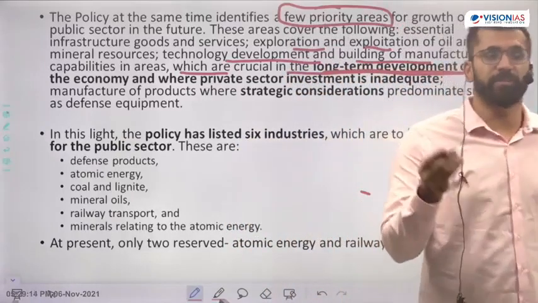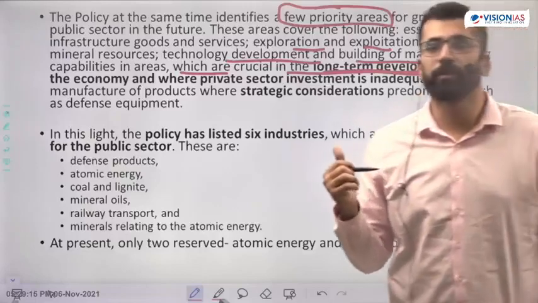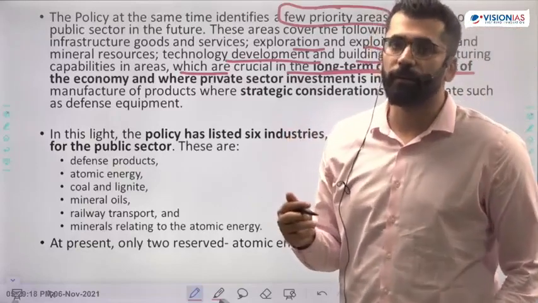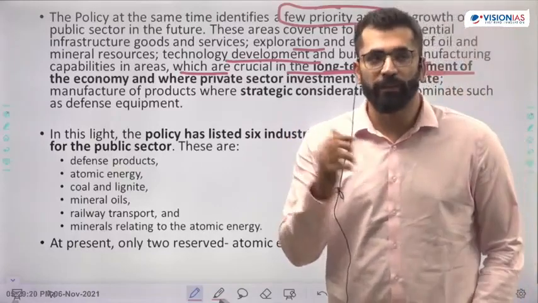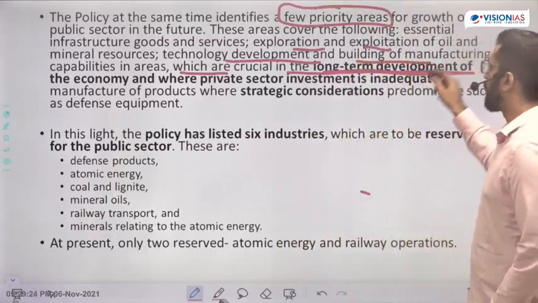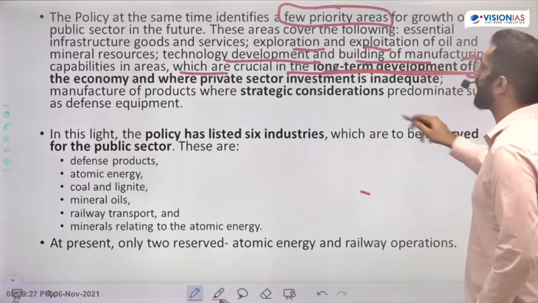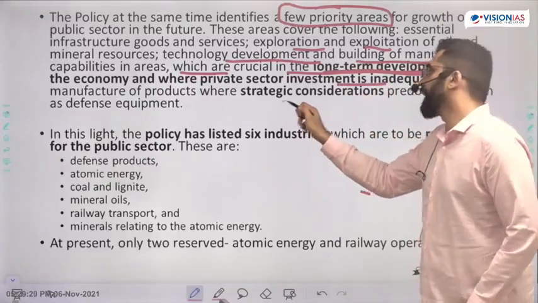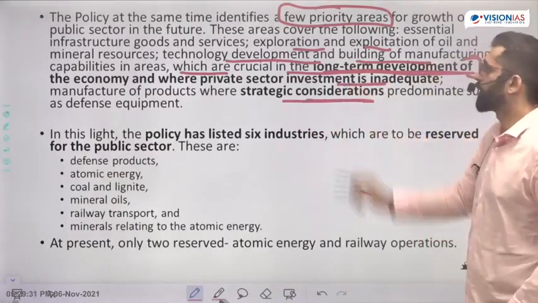Some are for strategic defense reasons where you need the public sector only. You cannot trust the private sector. For welfare objectives, you need the public sector. Plus they are important for the long-term development of the economy where the private sector is inadequate and there are strategic considerations.